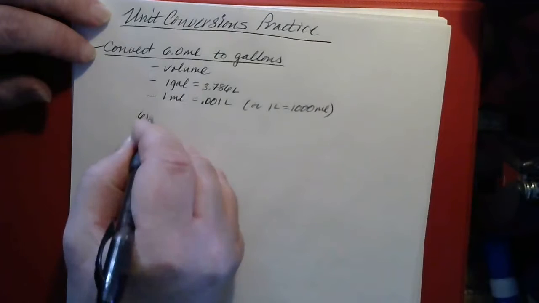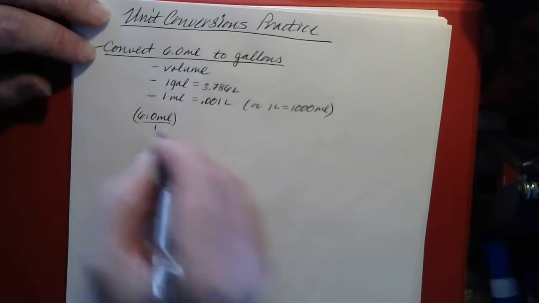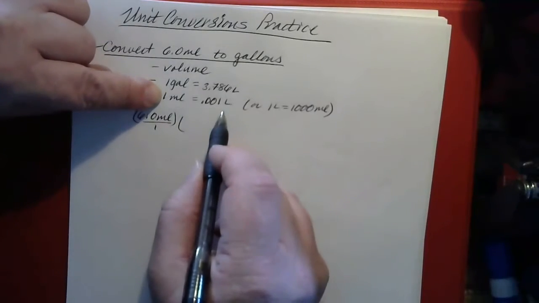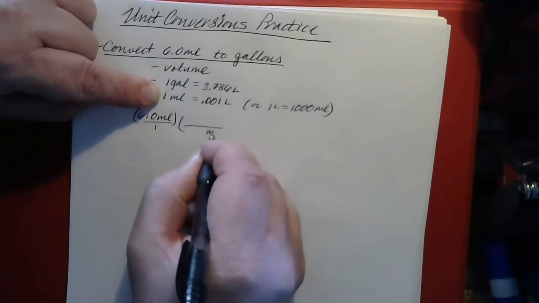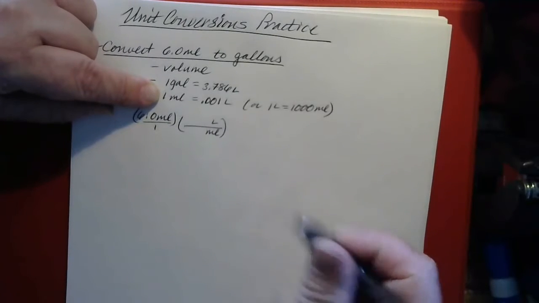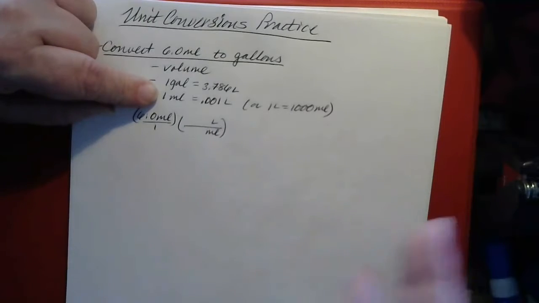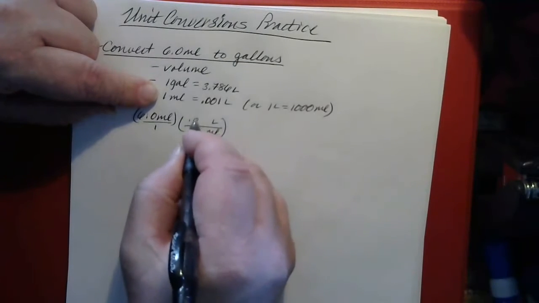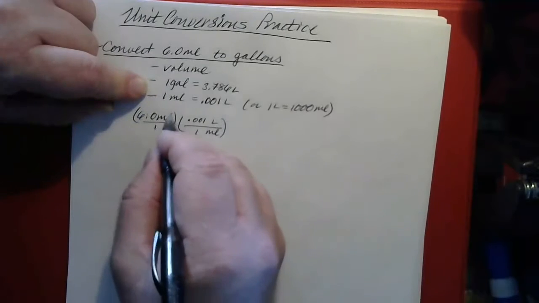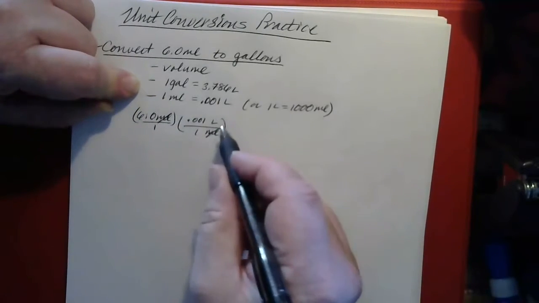So if we have 6.0 milliliters, and again, we can consider that to be the numerator. And now we want to go to liters. We want milliliters on the bottom to cancel out, and we want liters on the top, so that we'll end up with that as the new unit at this point. And it's 0.001 liters for every 1 milliliter. Note that milliliters will cancel, and we now have liters as the unit.